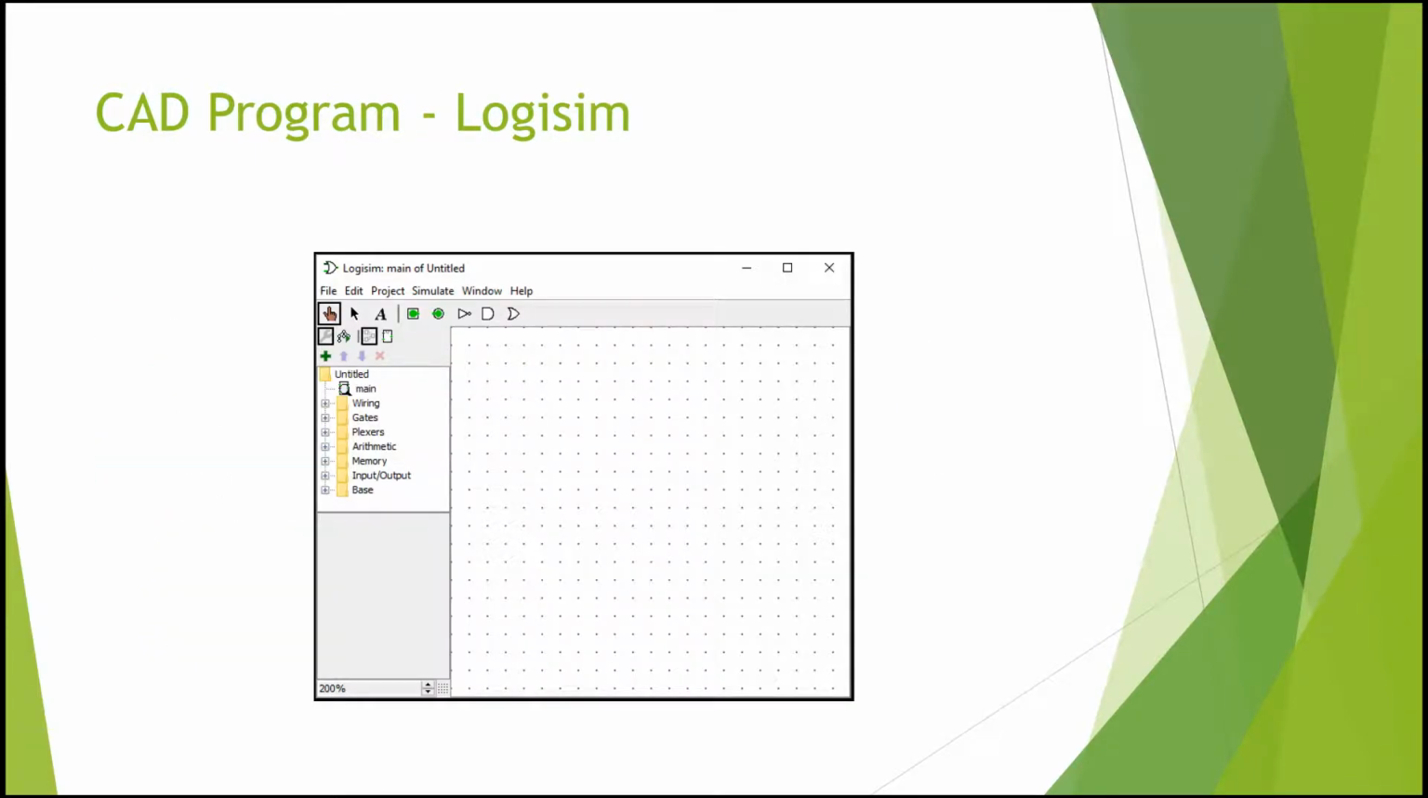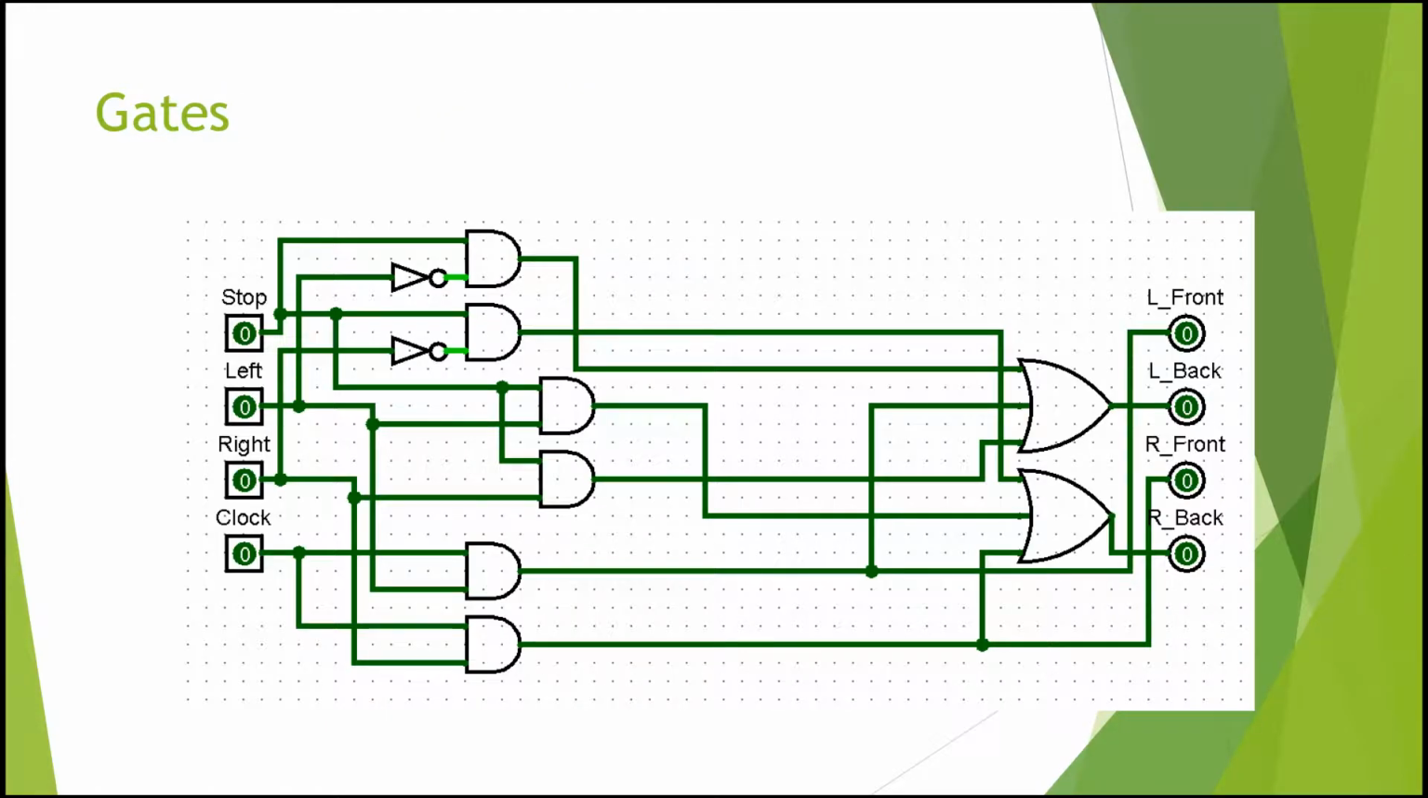We will be using the CAD program Logisim to simulate our digital circuit. We can directly translate the Boolean equation to the actual circuitry. Anytime we need to multiply two variables together, we use an AND gate. Anytime we need to get the opposite of something, we use a NOT gate. And anytime we need to add the result together, we use an OR gate.